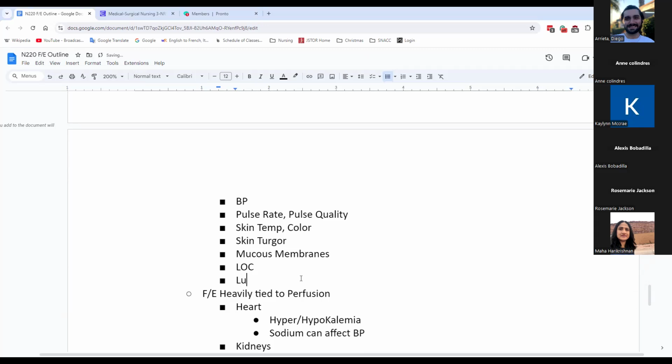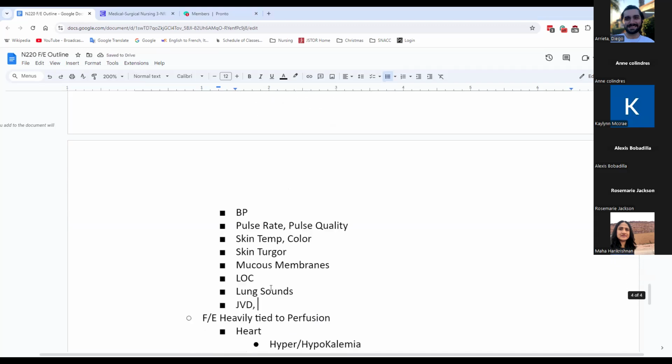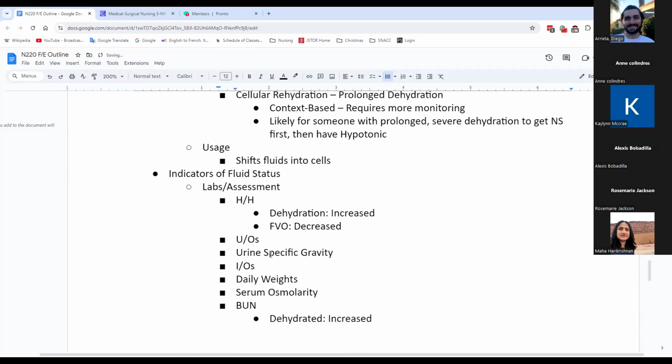You can also assess the lung sounds, assess your lung sounds for crackles. Maybe you have JVD, or your cap refill. Yeah, that's a good perfusion one in general. JVD, maybe flattened hand veins. There's a lot of stuff that you could assess.